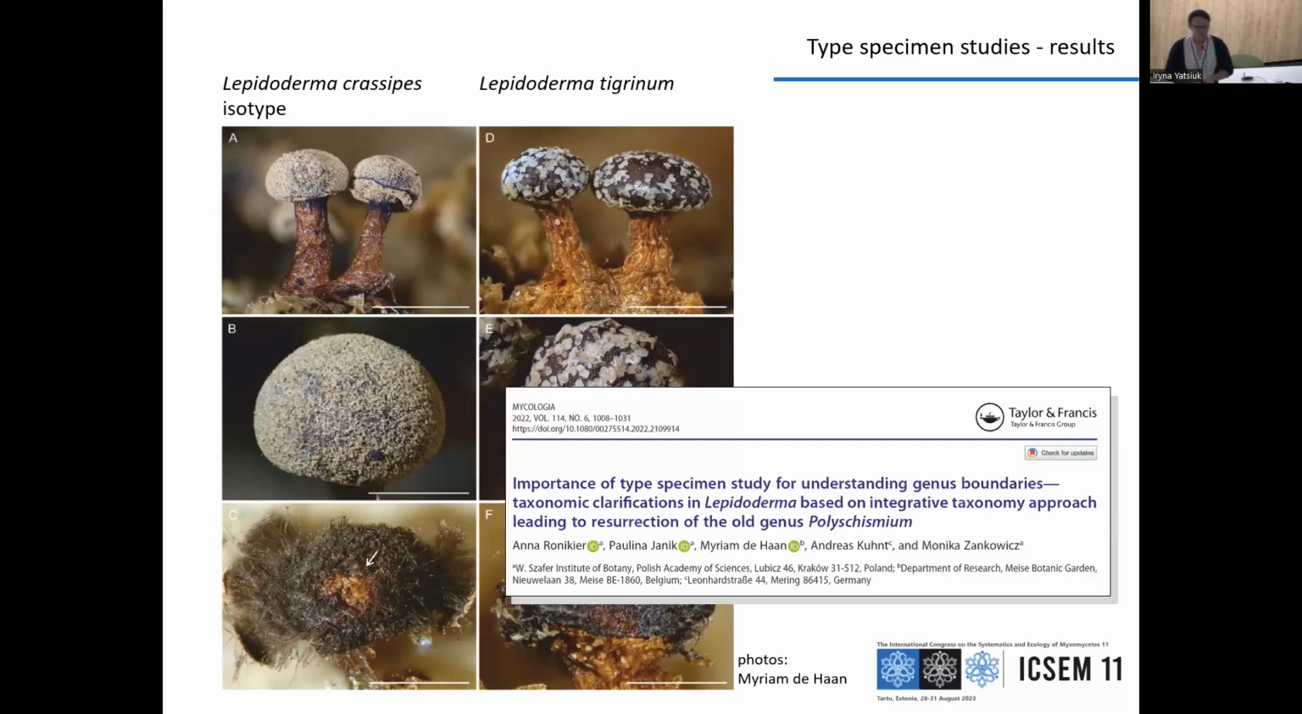And in this paper, we also studied type specimens of two other species, Lepidoderma neoperforatum and Lepidoderma perforatum. And we also confirmed they are independent, which was questioned a few years before. And also we transferred all species belonging to Lepidoderma apart from the type species, which is Lepidoderma tigrinum, and that was transferred to the genus Diderma by Martin Schnittler's group. So we transferred all other Lepidodermas to Polyschismium, the old genus.